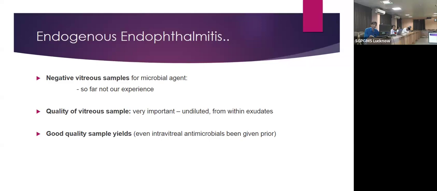That indicates two things: first, that intravitreal antimicrobials alone cannot control these infections. Vitrectomy, manual removal of the pus or infection, is needed along with the intravitreal antimicrobials. And second, if you get an undiluted exudative sample, it will become positive and tell you what organism you are facing.